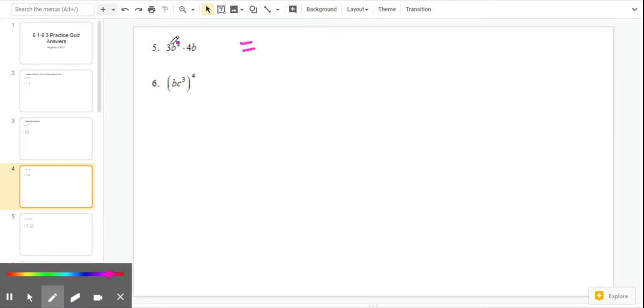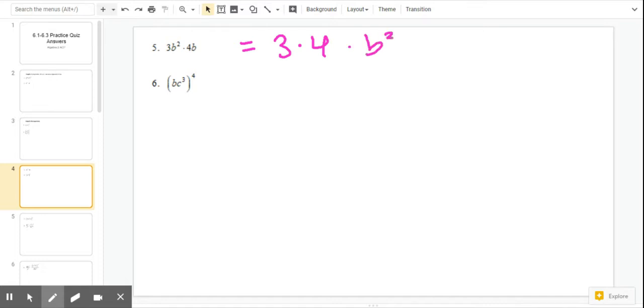All right, so now we have 3b squared times 4b. So first of all, we've got coefficients. So we can do 3 times 4. So I'm actually going to write that out. So we can do 3 times 4 and then times b squared times b to the first. Now don't forget about that. When you have a b by itself, that's actually b to the first. So this is equal to 3 times 4 is 12. And then b squared times b to the first. You add those, so we get b to the third.